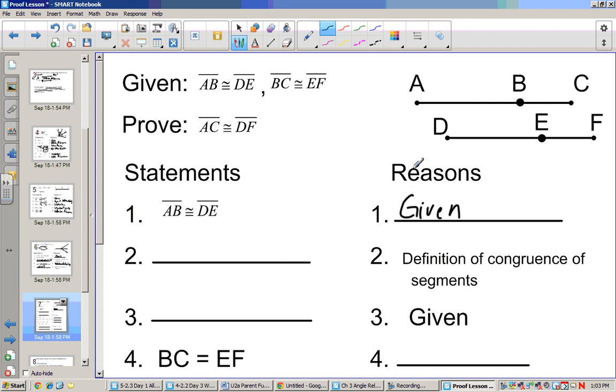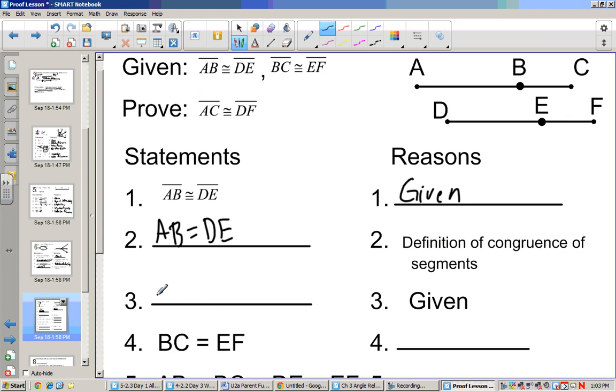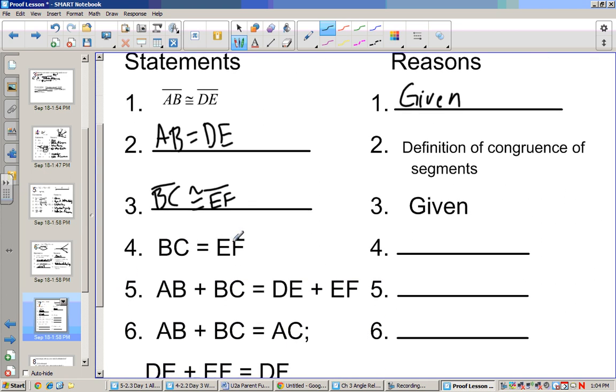That's given. Now, if we know those are congruent, the definition of congruence of segments tells us that AB is equal to DE. Now it's looking for the other piece of given information. BC is congruent to EF. So then why is BC equal to EF? That's the definition of congruence as well.